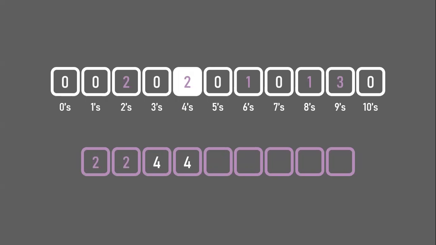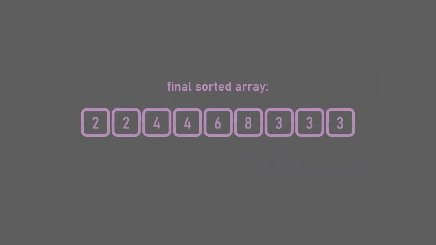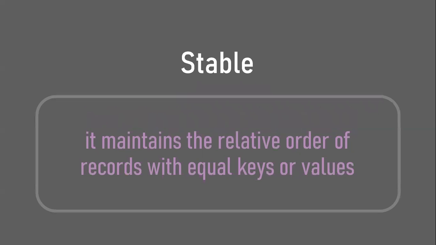We don't have a 5, but we have a 6. We don't have a 7, we have an 8. And finally, to fill up the last 3 places, we have 3 9s. And this gives us our final sorted array. And as you can see, it is completely sorted according to its value.